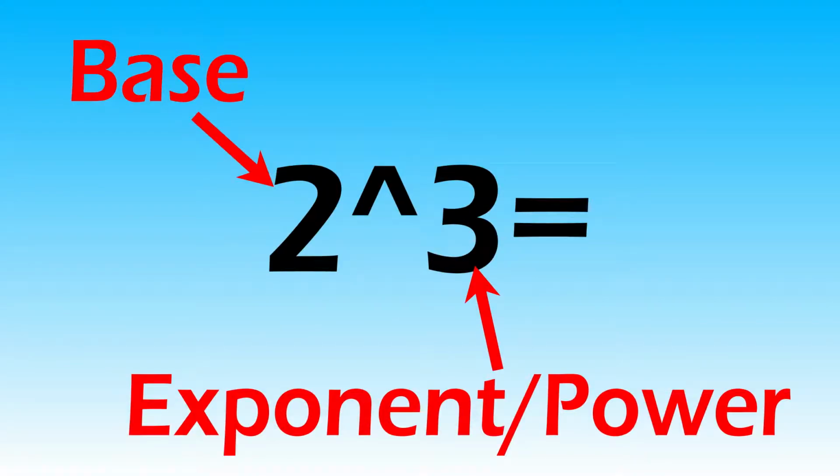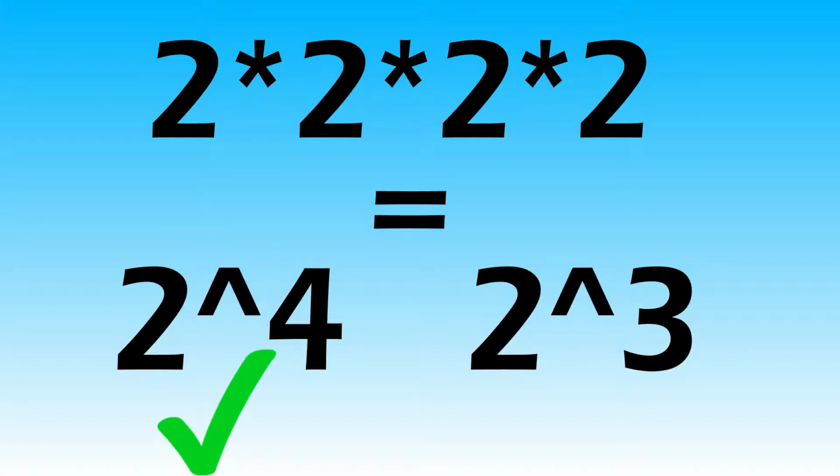Most people think of exponents as representing the base times itself the exponent number of times, so 2 to the power of 3 is saying 2 times itself 3 times. But it doesn't mean that. Multiplying 2 by itself 3 times would be 2 times 2 times 2 times 2. And this is 2 to the power of 4, not 2 to the power of 3.